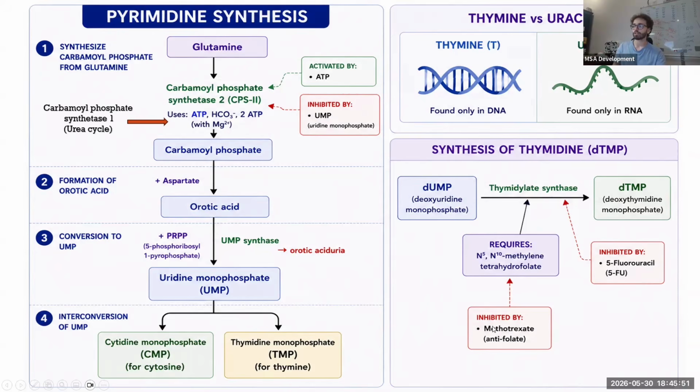Something else I want you to know is that methotrexate actually affects this reaction. Why? Methotrexate, what does it inhibit? Folate. This reaction, thymidylate synthase, this enzyme, it needs folate. So when we use methotrexate, we are also inhibiting this reaction. Now let's go to orotic aciduria.